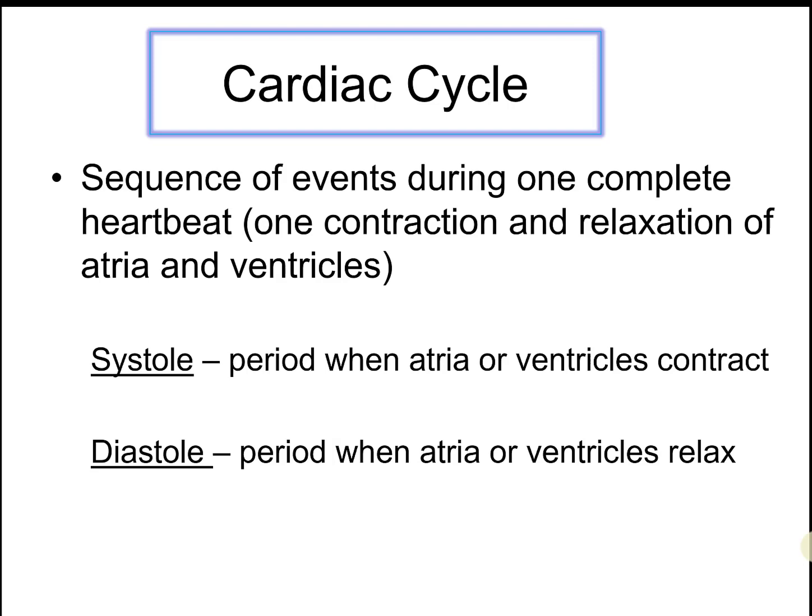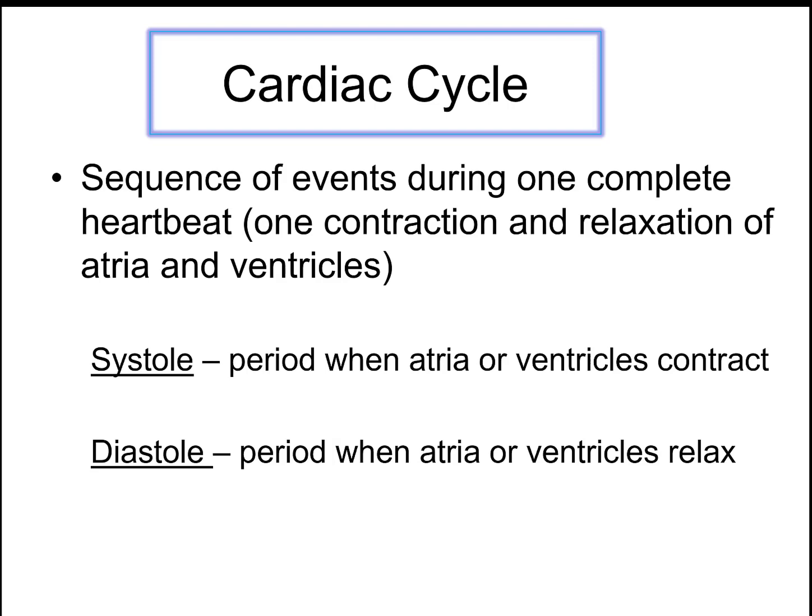Systole is a period when the atria or the ventricles are contracting. Diastole is a period when the atria or the ventricles are relaxing. So if you think about it, there should be 4 steps to the cardiac cycle: atrial systole, atrial diastole, ventricular systole, and then ventricular diastole. The cardiac cycle takes about 0.8 seconds. So for one heartbeat, one cardiac cycle, it's about 0.8 seconds.